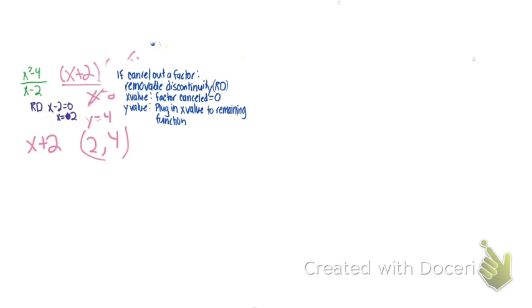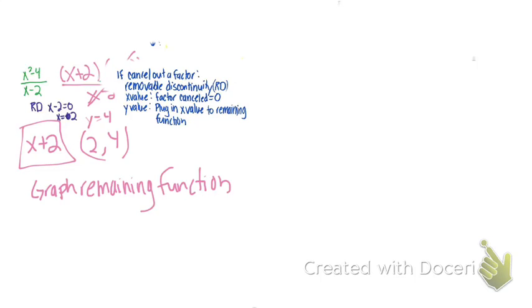Now in order to graph this, what I actually do is I just graph the remaining function with the hole. And in this case, your remaining function can be a couple different things. It could be, in this case, it's just a straight line. Or it could actually be another rational function. It all depends on what you're left with. In this case, my remaining function is just the graph y equals x plus 2. And you guys learned in Algebra 1 how to graph that. It's just a straight line. So I'm going to graph y equals x plus 2.